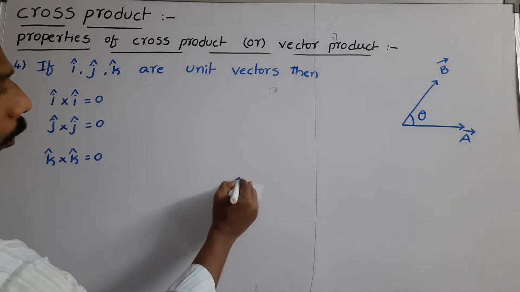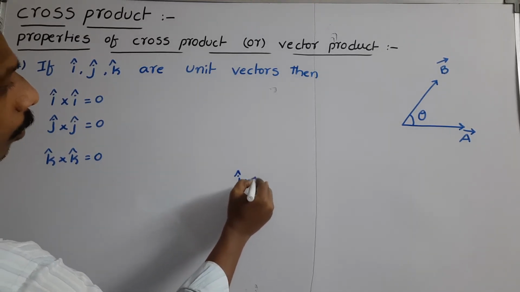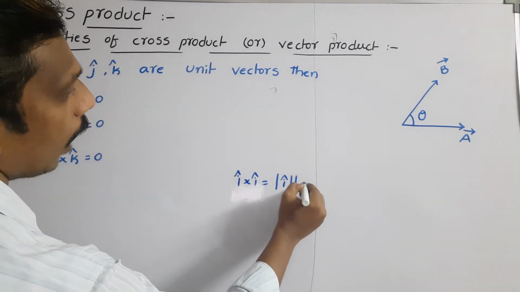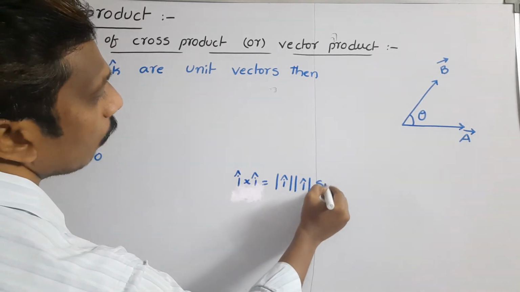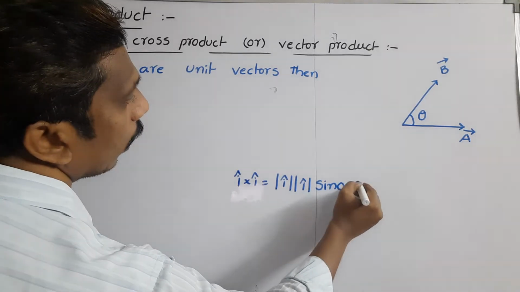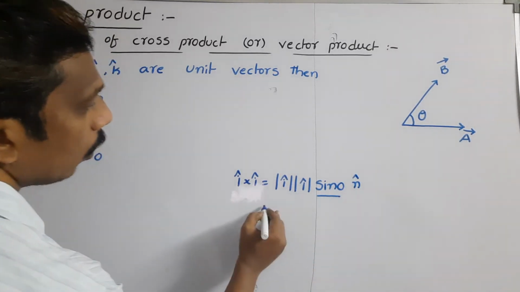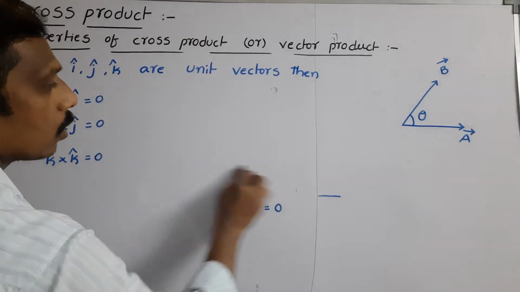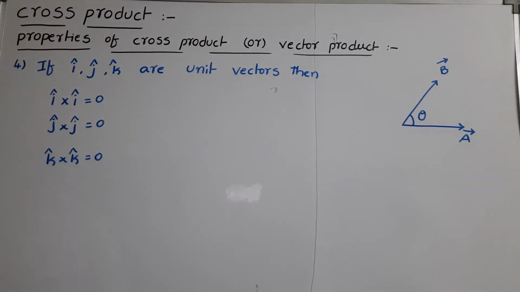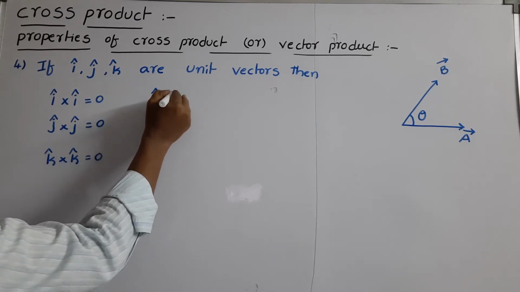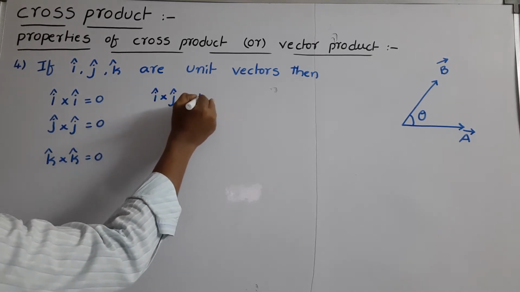For example, you take i cross i, we can write magnitude of i cap into magnitude of i cap into sine of angle between them, 0, into some unit vector n cap. Sine 0 value is 0, that's why i cross i is equal to 0. Same, j cross j equal to 0 and k cross k is also equal to 0. But i cross j is equal to k cap.